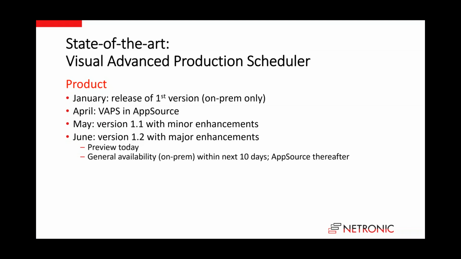The purpose of this call today is really to give you a preview of what is going to come. The general availability of the version that I'm showing you today, for the on-prem delivery, will be within the next 10 days. Afterwards, once we have it GA, we send it to Microsoft for app source validation. So it will be another 5 to 10 days before it's in app source. I still have my fingers crossed that by the end of the month, the version that I will show you today will be in app source.